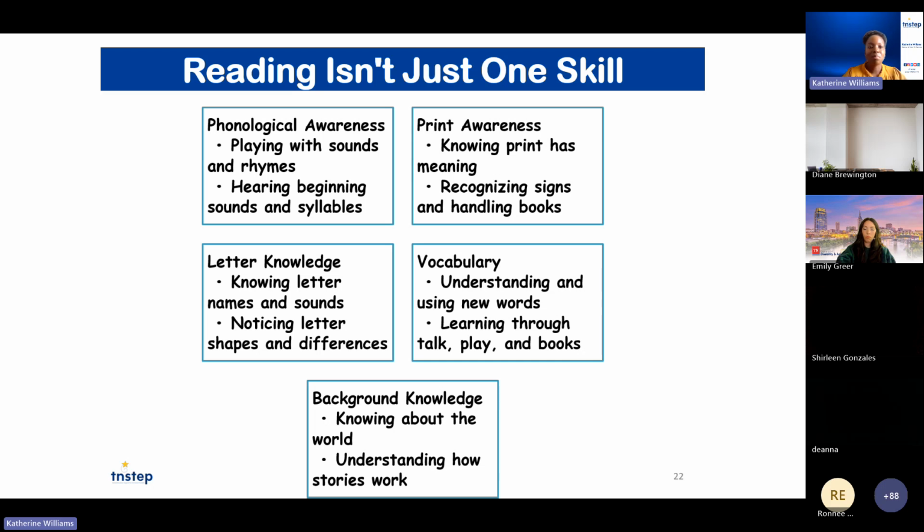Then that goes into letter knowledge. So understanding that each letter has a name and each letter has a sound, and then that they can look different and some actually look similar as well. Then that goes into vocabulary. So continuing to build that vocabulary, understanding new words as they're learning through play, looking at books, and interacting with others.